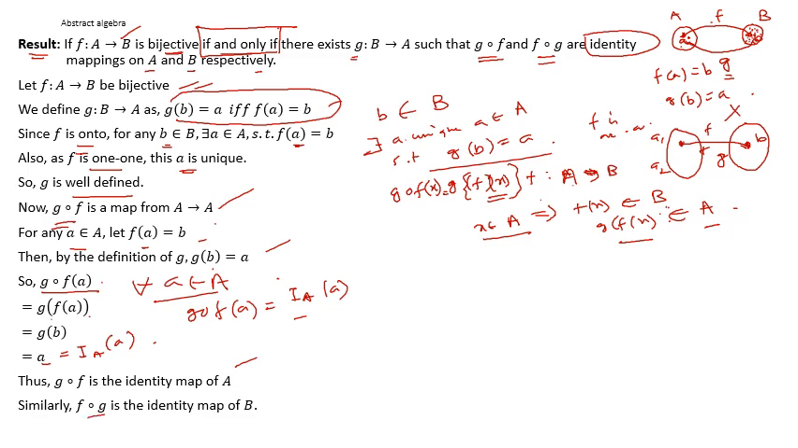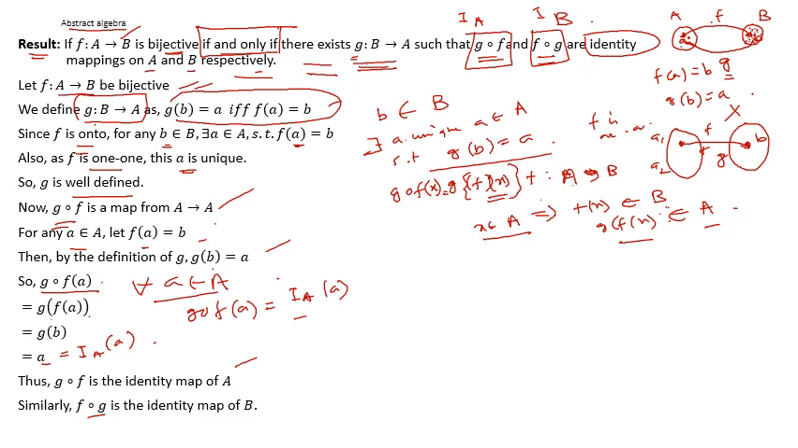Similarly we can show that FOG is the identity map of B। তার মানে আমরা দেখালাম যে if F is from A to B, then we can define a mapping G from B to A such that GOF becomes the identity map of A and FOG becomes the identity map of B. So we have proved the first part of this result. So the first part of the result is যে F যদি bijective হয় তাহলে একটা mapping G exist করবে such that GOF and FOG are the identity maps of A and B respectively.